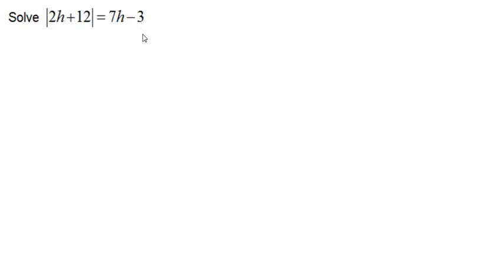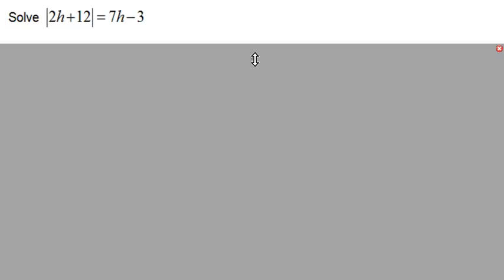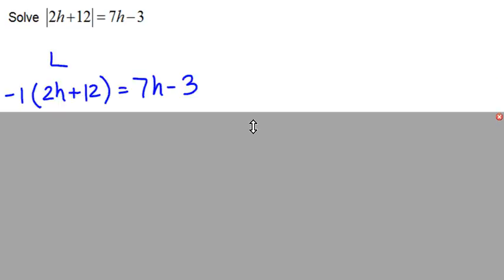Well, there are two directions that we could travel from 0, to the left and to the right. So we're going to do each of those directions and solve for h accordingly. So let's get started by solving for going to the left. And remember, going to the left, that means you're working with negative numbers on the number line. So we have negative 1 times our starting point of 2h plus 12 equals our distance of 7h minus 3.